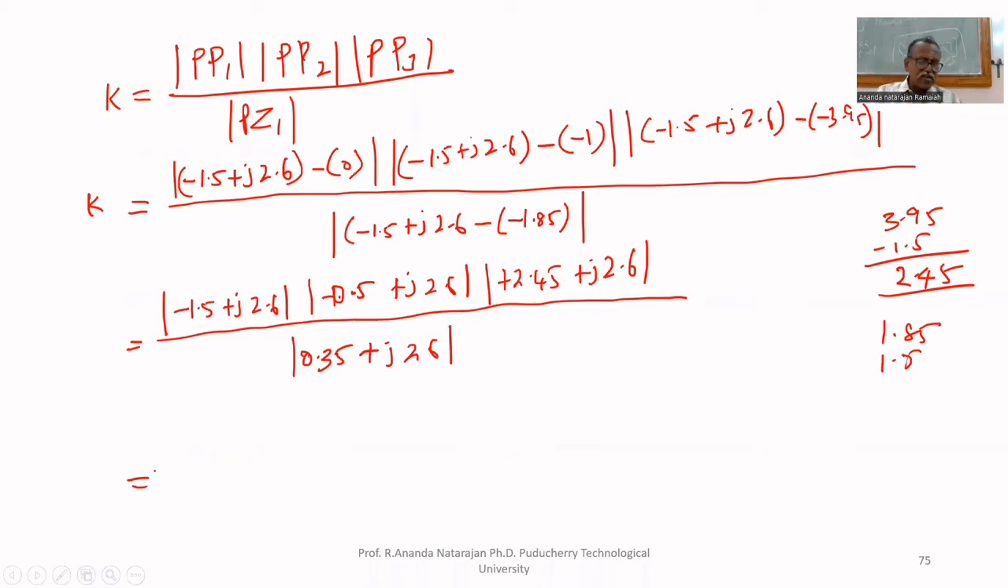So take your calculator and call polar. The first value is minus 1.5, comma 2.6. Magnitude is required, that is 3. Already we know, one time we found. Shift again, polar, minus 0.5, comma, second value 2.6. The first value required is 2.647.